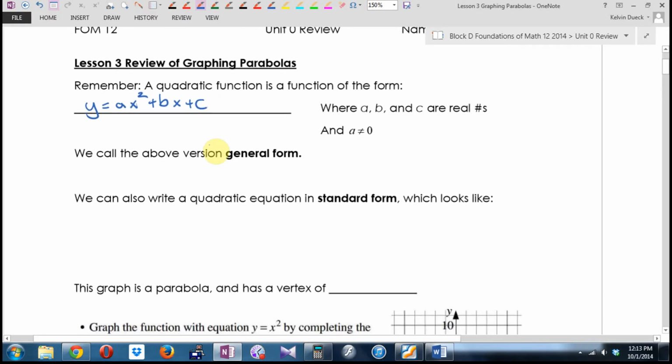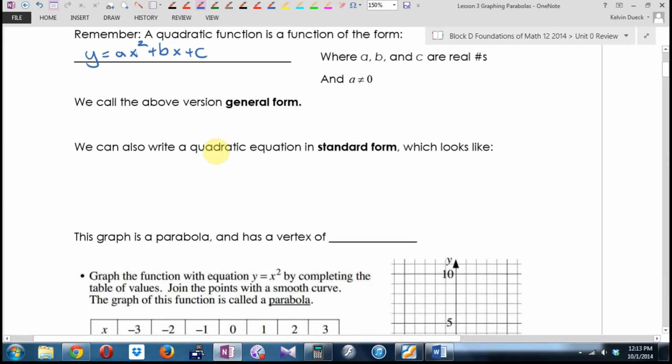We call this version here general form. It's the most useful if you're plugging in x's to find y's, so it's the most useful for substitution. It's the most useful if you're solving if it's equal to 0. It's the most useless if you're graphing. It's terrible for graphing. In fact, we can also write a quadratic equation in standard form.